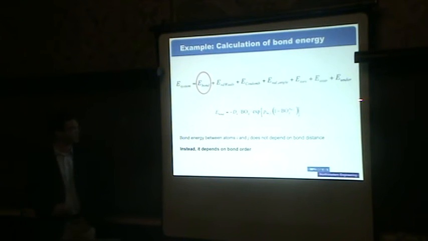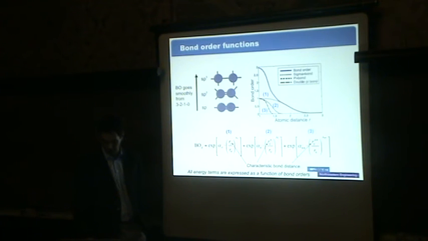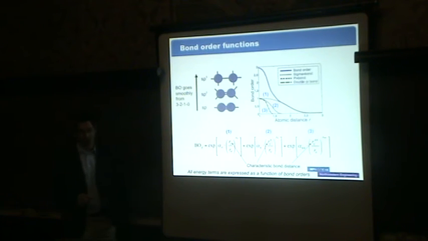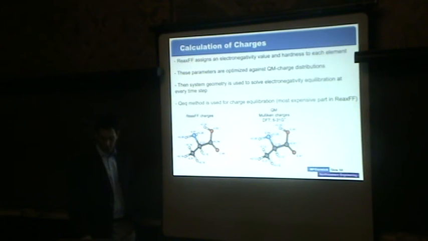The key thing to consider here is that the energy between two particles doesn't only depend on bond distance, it depends on the bond order. So chemical environment plays a role. We have many different bond order functions in this case, where you can have a pi bond, a sigma bond, or a double pi bond, and these can vary smoothly to express these transitions.